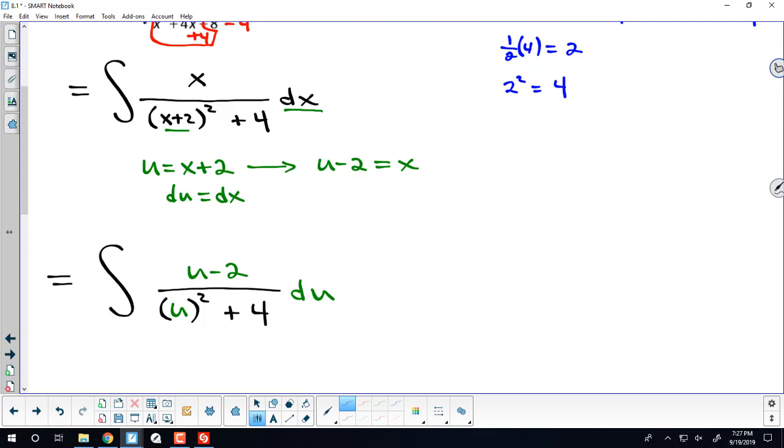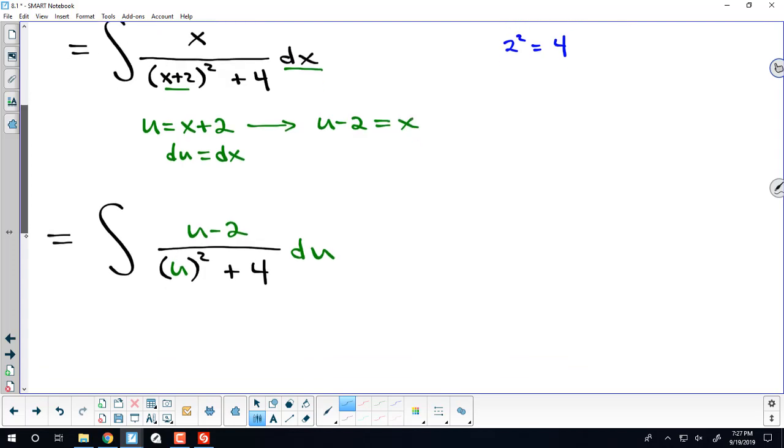You might try a v substitution, but you're going to end up kind of back where we are. You can split it apart, and then you can use the f prime over f for the u over u squared, right? And then the other one's just the ln, because it's just 2 over u squared plus 4. Close. Very, very close.